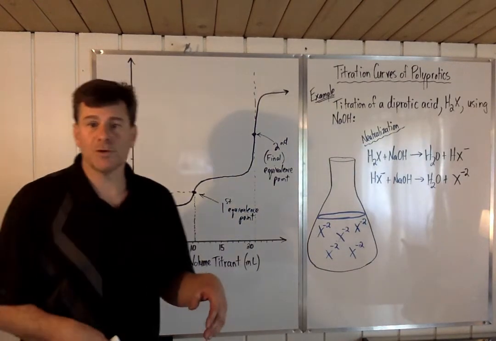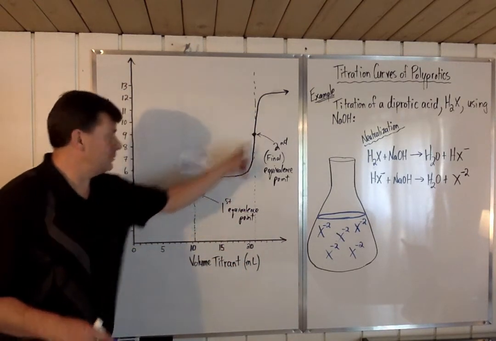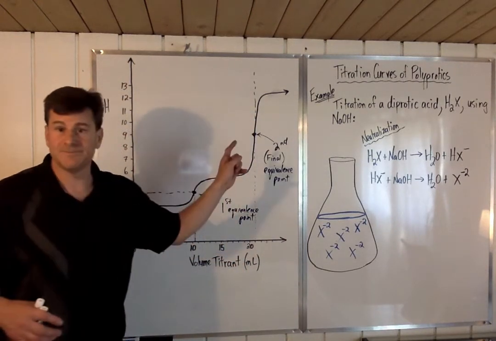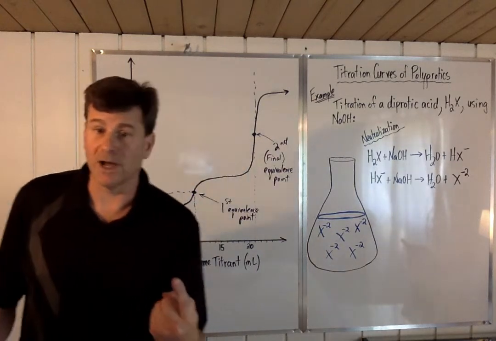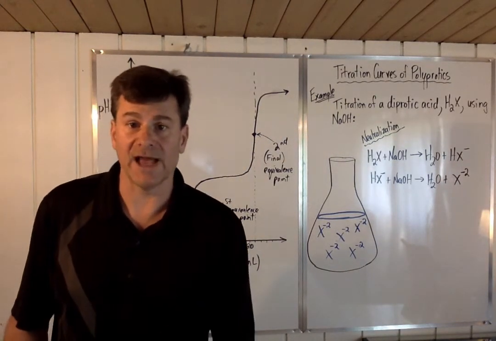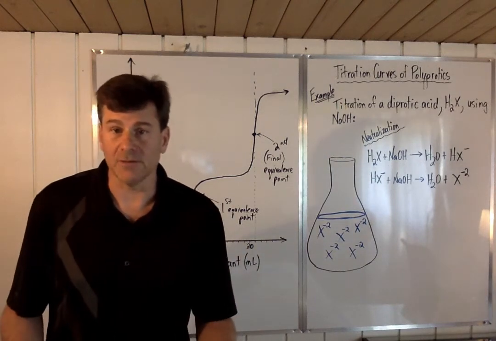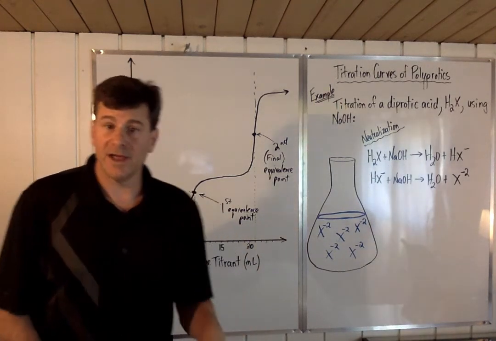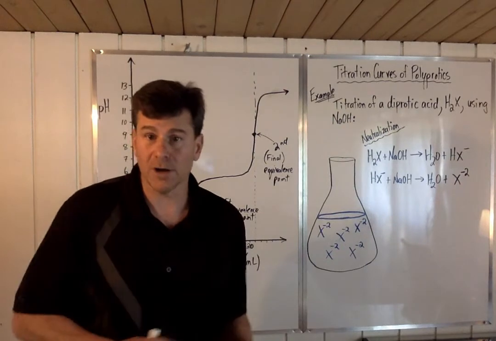If this was a monoprotic acid, I wouldn't see the two steps. I wouldn't see the two rises in it. I would only see one rise, and then it would be monoprotic. If it was a triprotic acid, how many rises would I see? Well, I would have seen 3, and they all would have been equidistant apart.